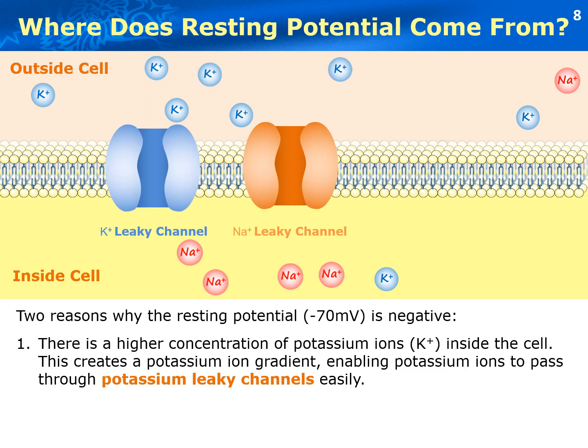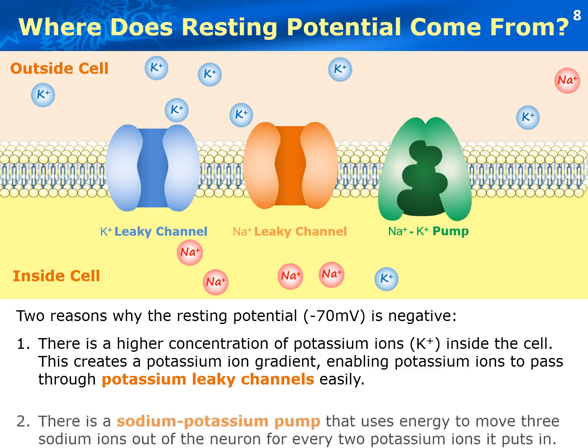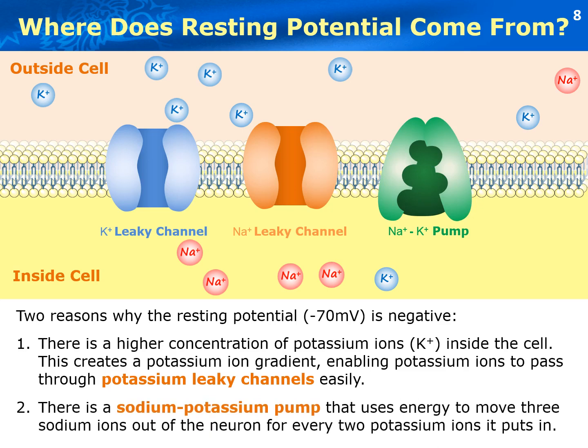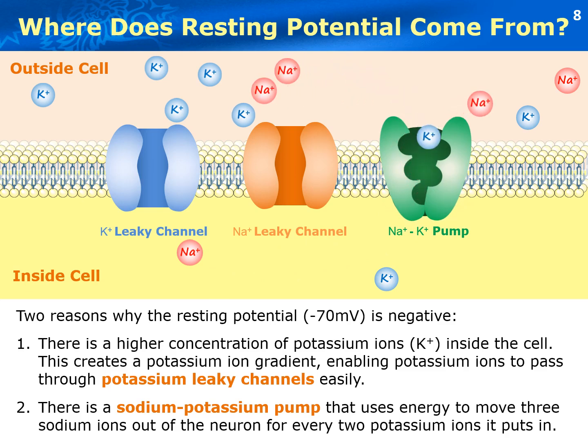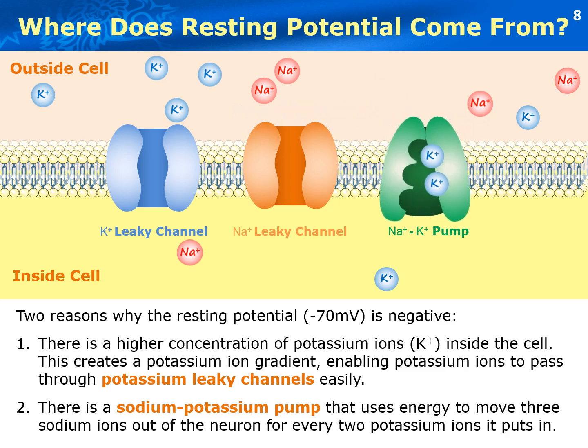To keep it balanced, there is a sodium-potassium pump that uses energy to move 3 sodium ions out of the neuron while bringing just 2 potassium ions in for each cycle. So, the net result of the pump is to take 1 positive ion out of the cell. Consequently, after some time, the number of positive ions inside the cell is less than the outside, which produces the resting potential.